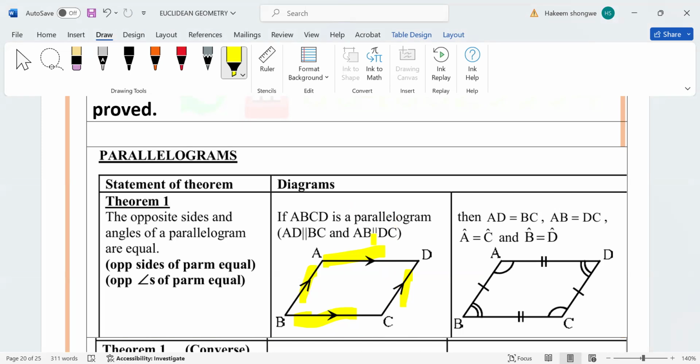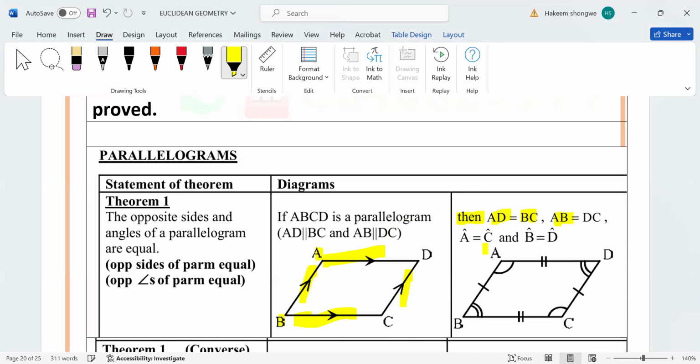So is this a parallelogram? Yes, this is a parallelogram. If this is a parallelogram, what we can conclude is the following. AD is going to be equal to BC. They didn't give us that one. When they give us this thing as a parallelogram, we conclude that AD is equal to BC. Not only that, AB is going to be equal to DC.